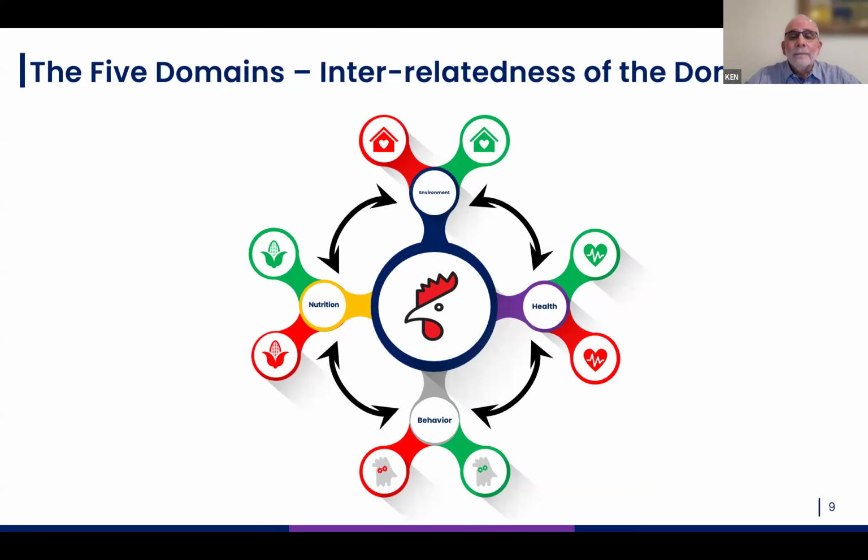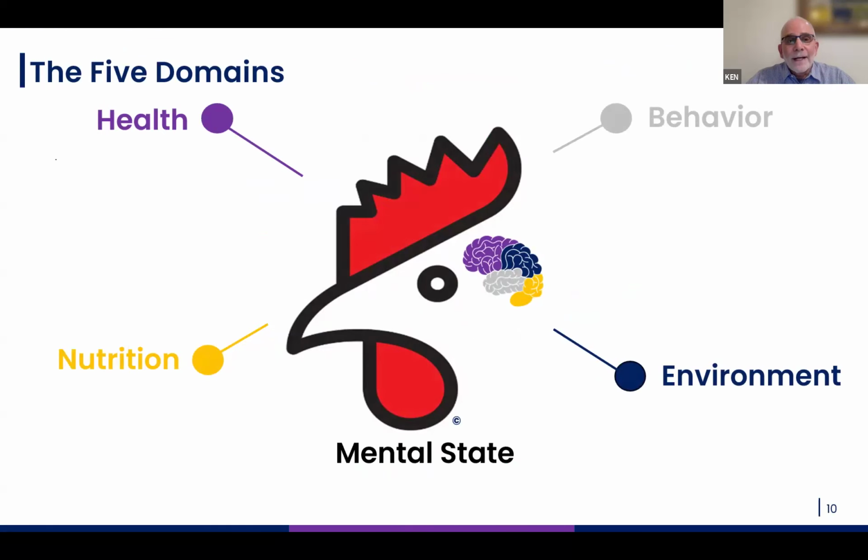Okay, so when we put all of these physical domains together, we have to also understand that there's a relatedness to each of those. So in other words, if you have poor nutritional outcomes, that's going to influence poor health outcomes, potentially poor behavioral outcomes. So if we're impacting one domain, we're no doubt impacting the others as well. Now, I've talked about 4 domains. This is the 5 domains.